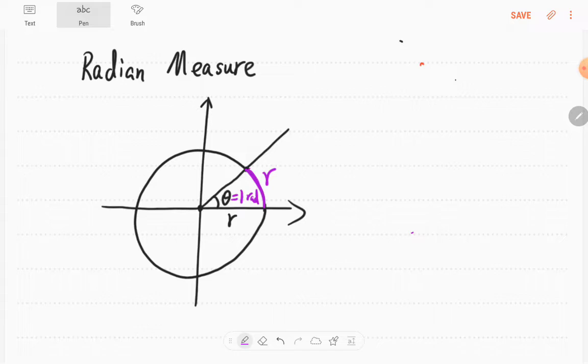So how do we define 1 radian? We have a circle of radius r, and this terminal side intersects at this point, and this arc length is r. Arc length means the length of this curve is also equal to the radius. Then we say this angle theta has 1 radian.